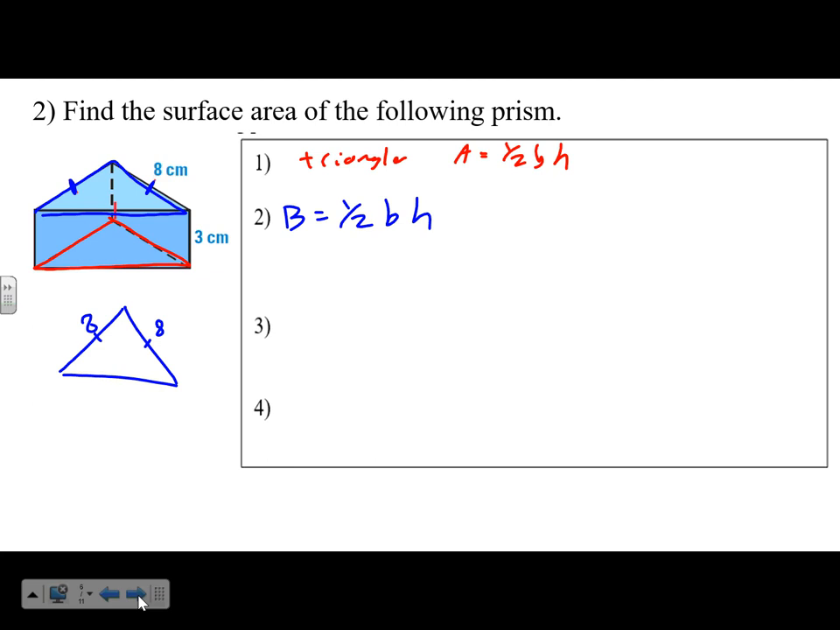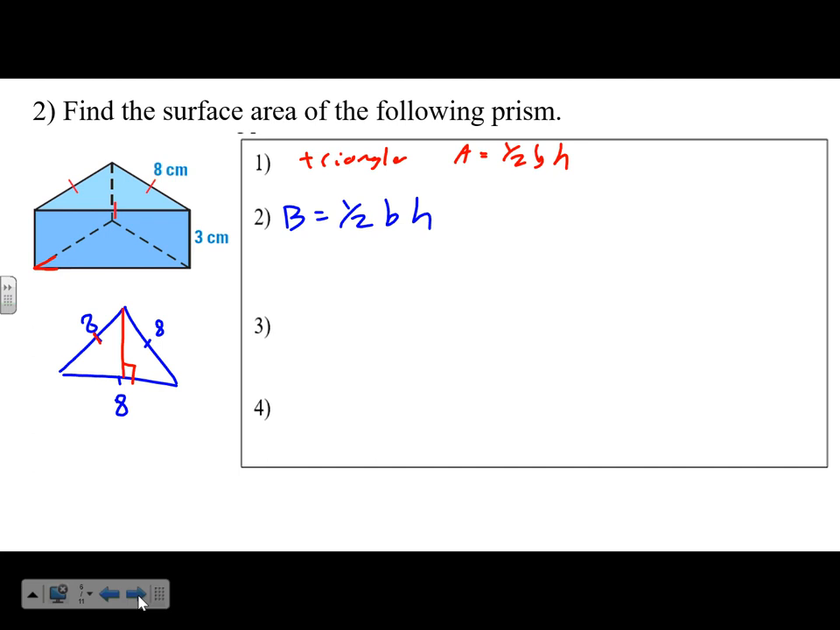Hold on, I'm trying to see if it says, oh, there we go. Sorry, it was covered. So it says this one's also 8. Okay, so since it's an equilateral triangle like that, to find our height, we're going to have to use the Pythagorean theorem, make that right angle.